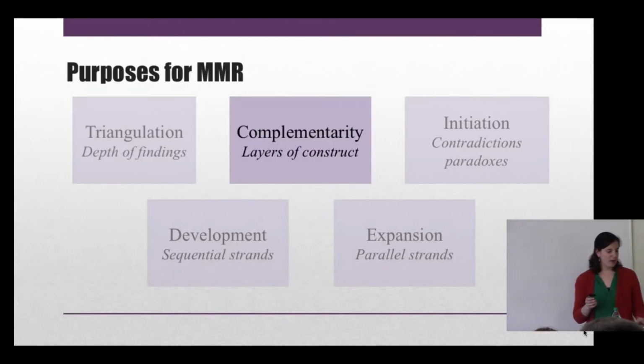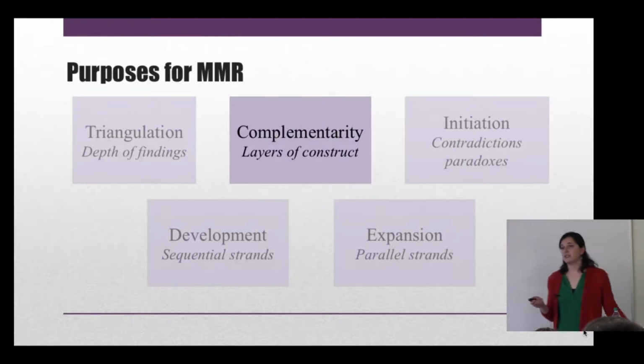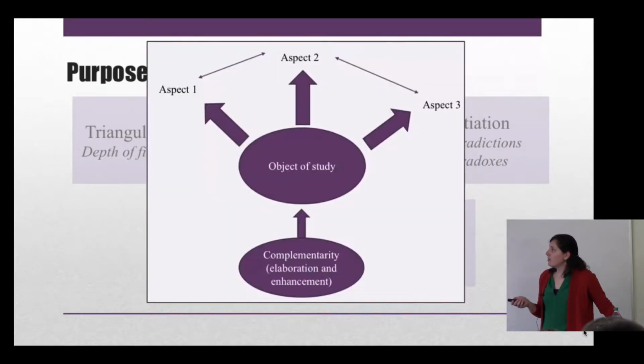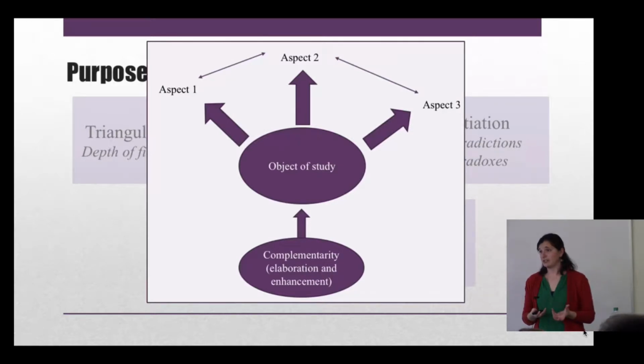Complementarity is looking at, once again, the layers of the construct. This ties in really nicely with the last 2 perspectives that I was talking about, in the sense that a complementarity study is going to view an object of study as having different aspects or different layers. So you're going to have different strands of your study in order to get at different layers of whatever that object of study is.